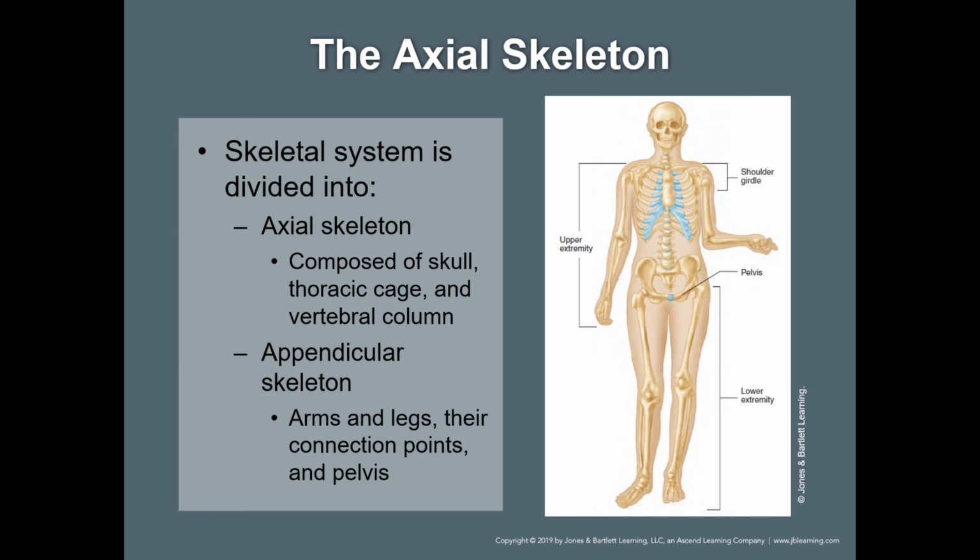All right, the axial skeleton. The axial skeleton is composed of the skull, thoracic cage, and the vertebral column. If I'm kind of cruising through something like this and say, well, wait a minute, let me look, you can bet you'll see it again. So I'll say it again. The axial skeleton is composed of the skull, thoracic cage, and the vertebral column.